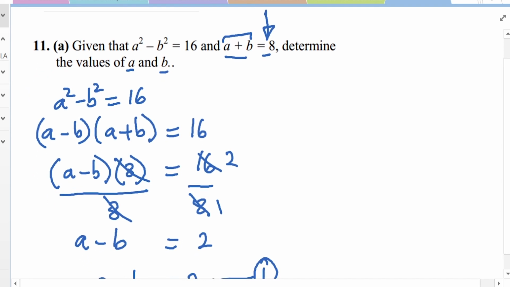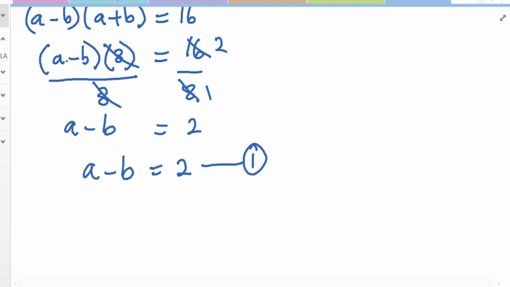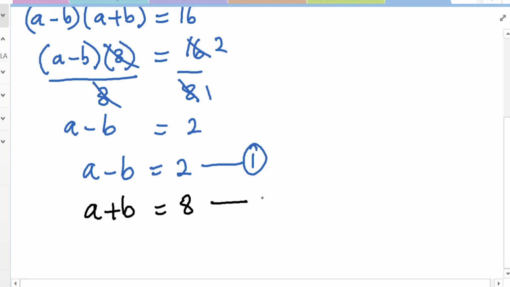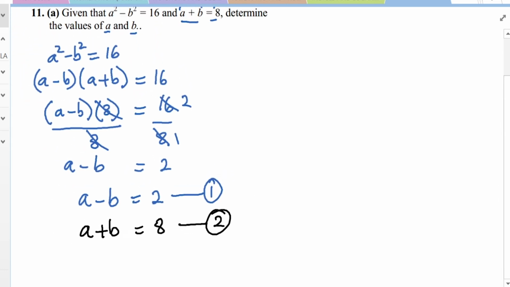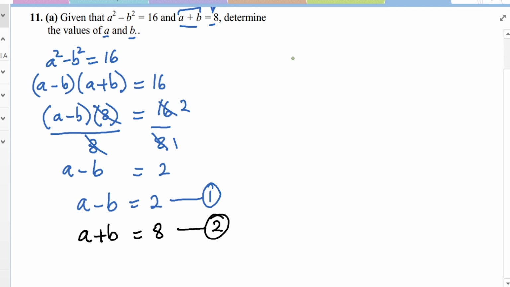But remember, we've also been told that a plus b is equal to 8. Remember, we have been told in the question that a plus b is equal to 8. So that's our expression 2. So we deal with those two expressions to find our values of a and b. These are like two simultaneous equations. So from there, we know that a minus b is equal to 2, and we also know that a plus b is equal to 8.